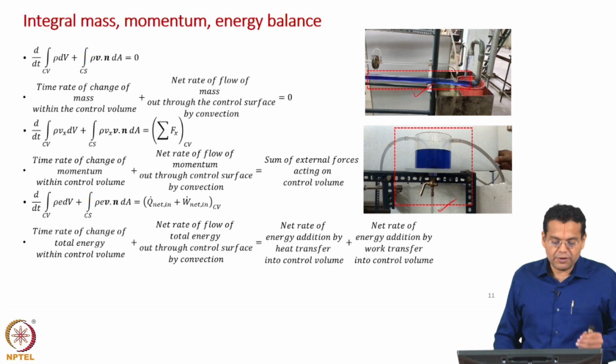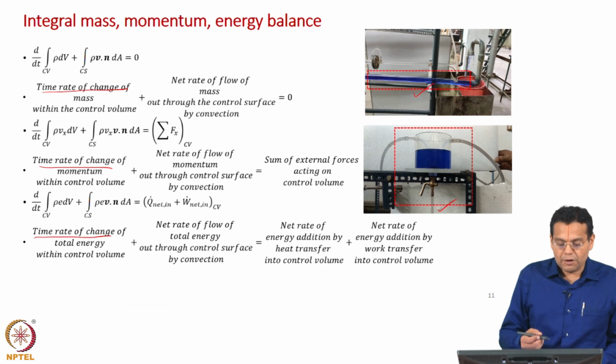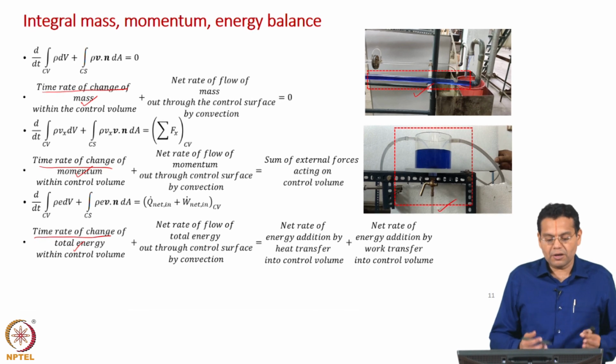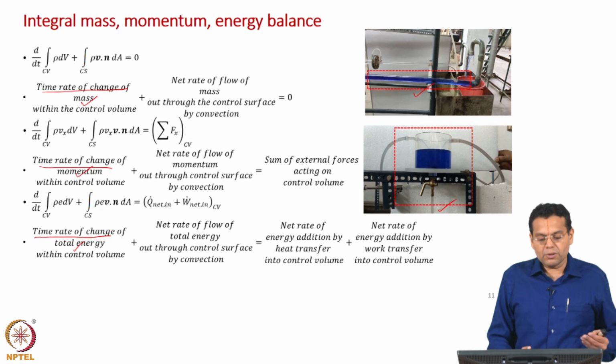Now, if you look at the first term on the left hand side, all of them tell about the time rate of change, of first equation for mass, second equation for momentum, the third equation for total energy. So, all of them tell about the rate of change of mass, momentum, energy within the control volume, well known to us as the rate of accumulation term.